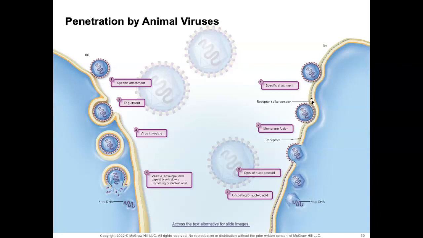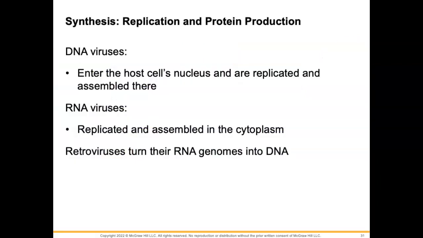The spikes on the virus make this complex with the receptors on the cell, and that basically is like a fusion of the virus to the cell, and then it just basically dumps the virus into the cell. So those are the two examples of how they penetrate animal cells.